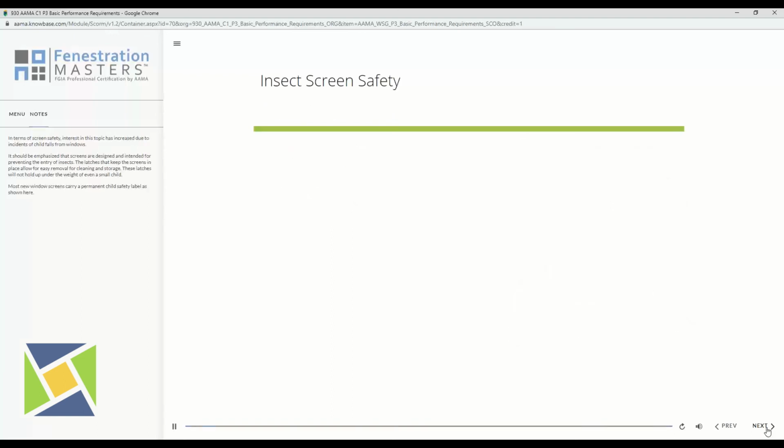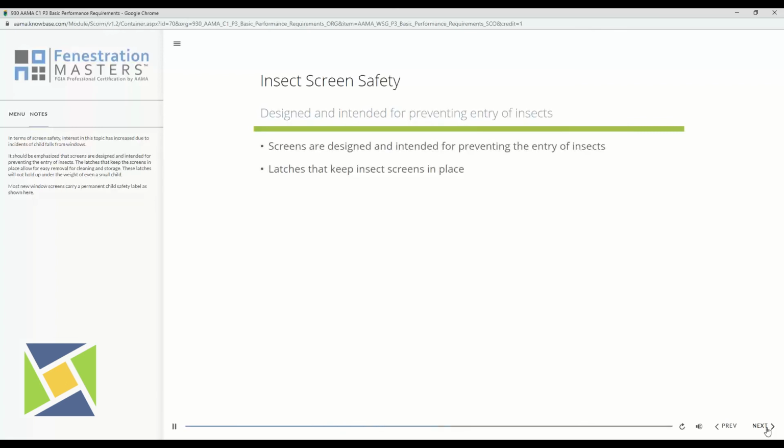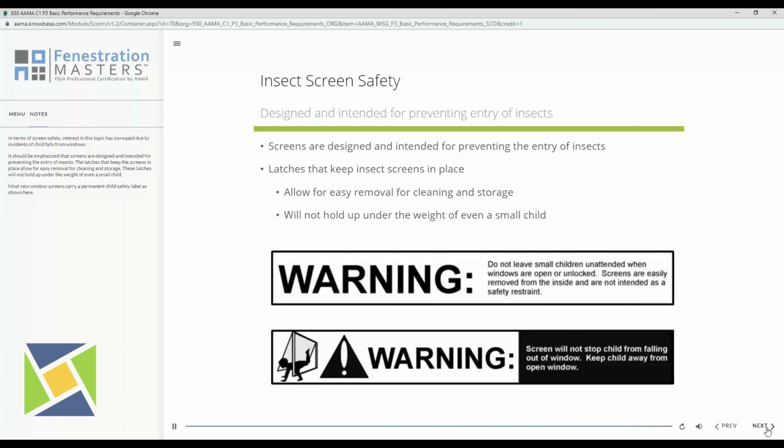In terms of screen safety, interest in this topic has increased due to incidents of child falls from windows. It should be emphasized that screens are designed and intended for preventing the entry of insects. The latches that keep the screens in place allow for easy removal for cleaning and storage. These latches will not hold up under the weight of even a small child. Most new window screens carry a permanent child safety label as shown here.